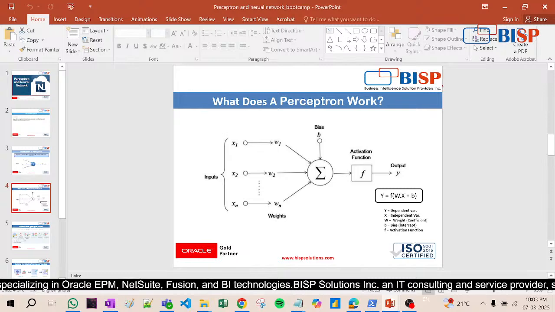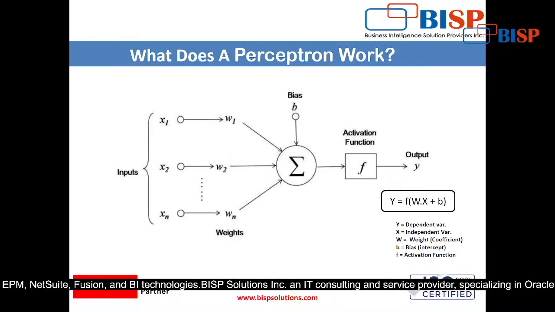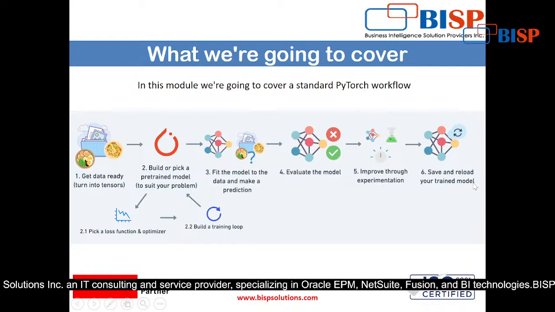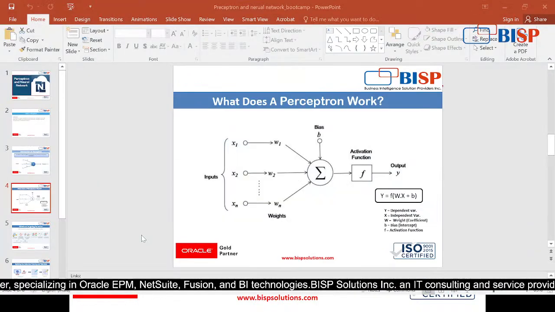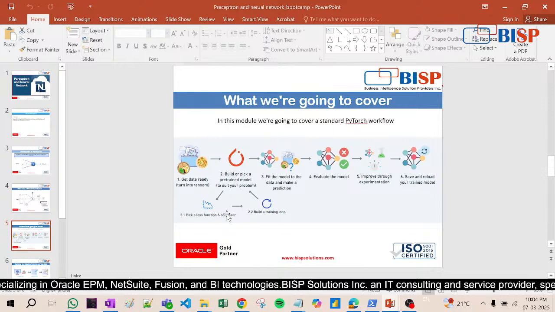First of all, if you see this image very carefully, y means the dependent variable, X means the independent variable, w means the weight or the coefficient, and b means the bias. The activation function is f. Here it is the same thing. First we take the input data, then we fit the data, divide it into the dependent and independent variables, and on the basis of that we build a training loop.